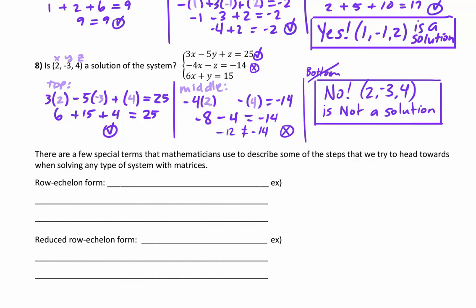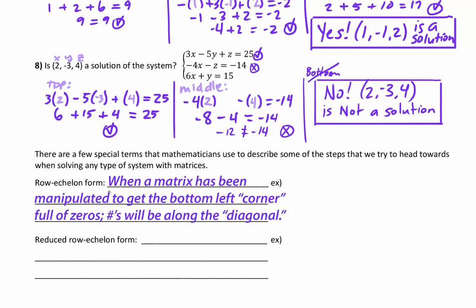What that is: when a matrix has been manipulated to get the bottom left corner full of zeros, there will be numbers that naturally occur along the diagonal. That's a general definition of what row echelon form is. I wanted to give you a couple of examples over here in the space to the right.